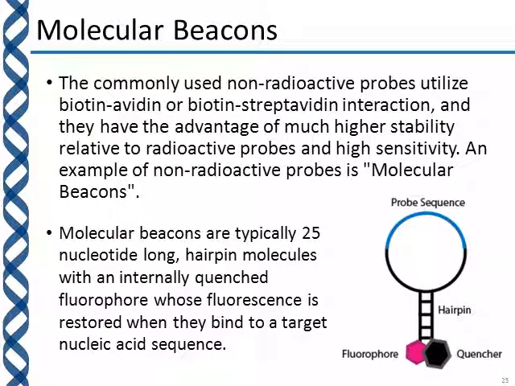An example of a non-radioactive probe is molecular beacons. Molecular beacons are typically 25 nucleotide long hairpin molecules with an internally quenched fluorophore whose fluorescence is restored when they bind to a target nucleic acid sequence. And here we show diagrammatically this type of image.